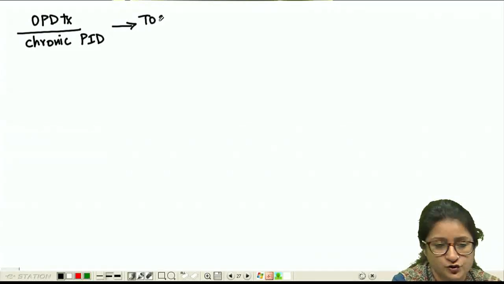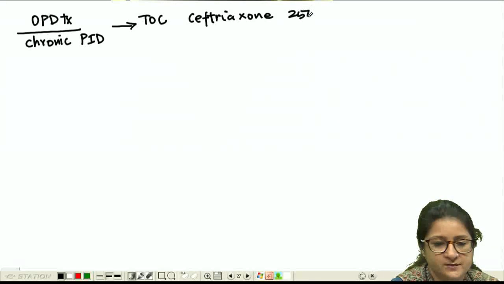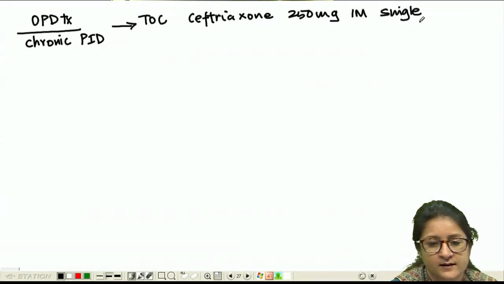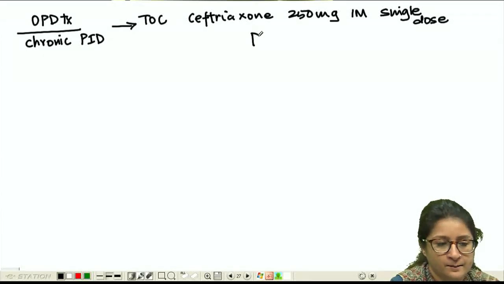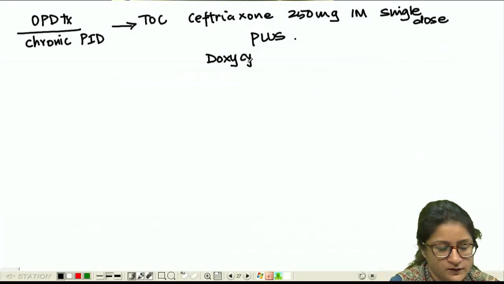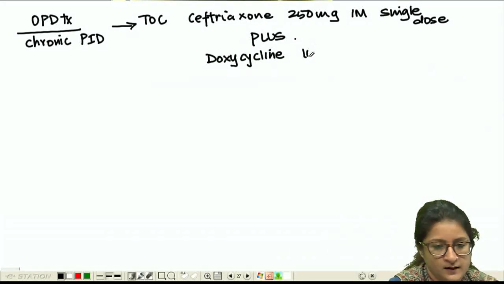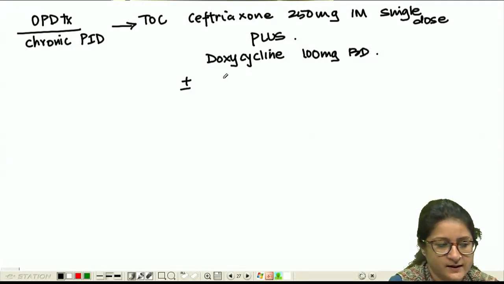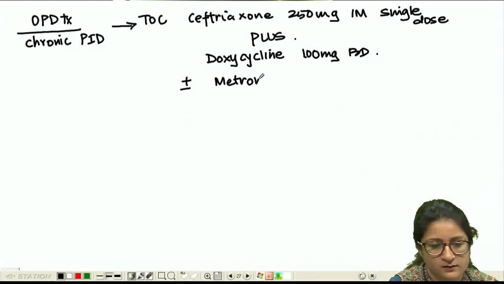Now the treatment of choice here is, remember, ceftriaxone 250 milligrams IM single dose plus doxycycline 100 milligrams BD plus or minus metronidazole.